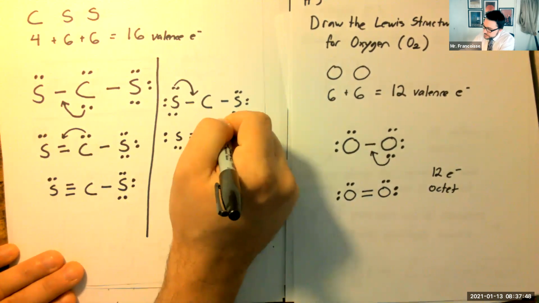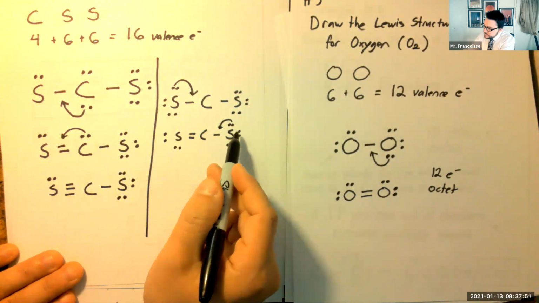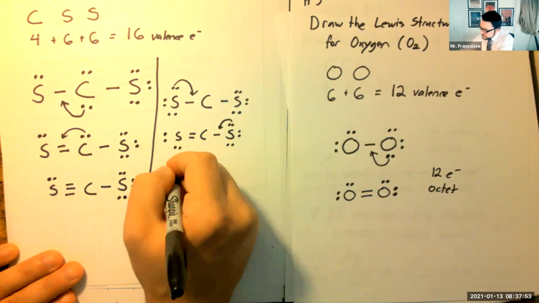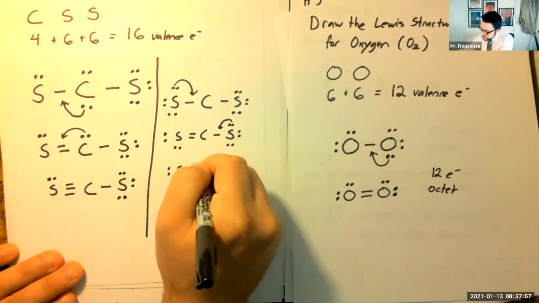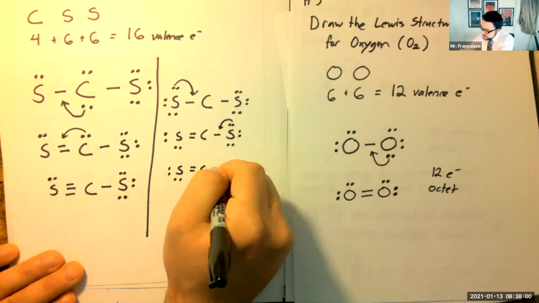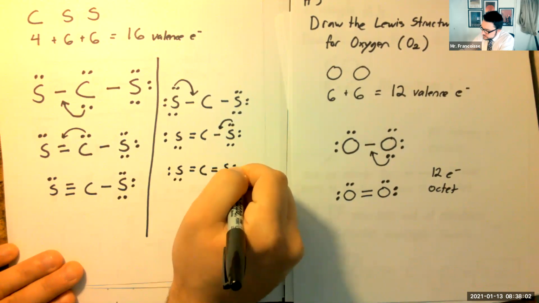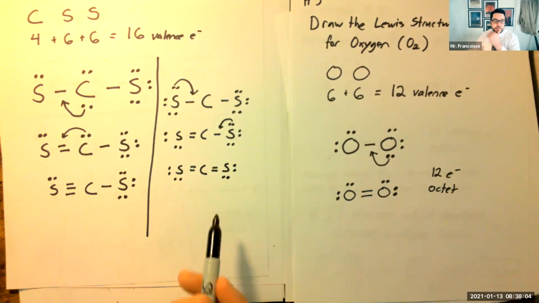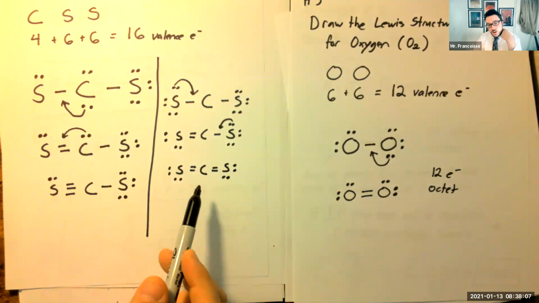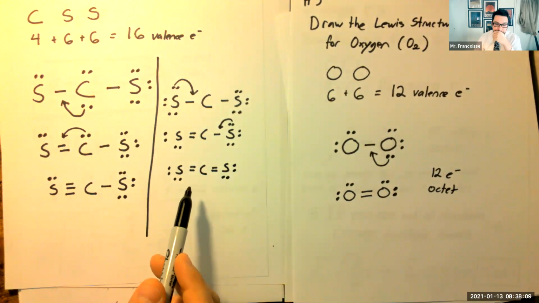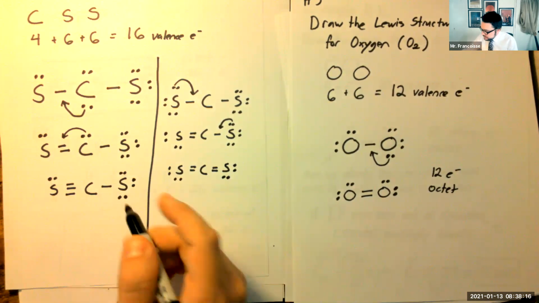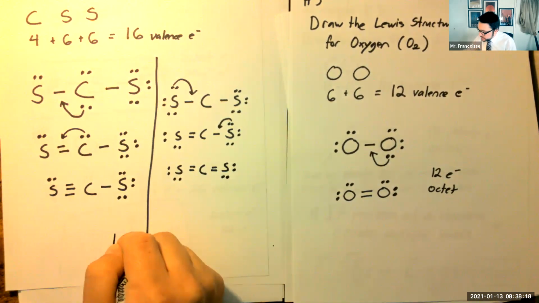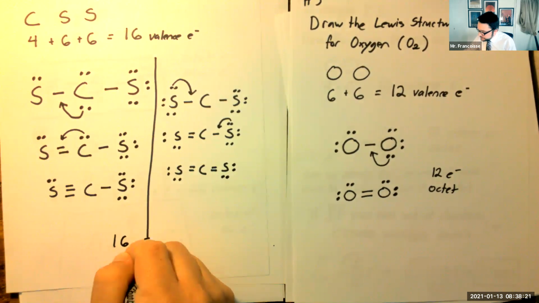We can do the same thing for the other side. We'll move the electrons here. So those come down. And we make a double bond as well. So either of these are fine because both of them fill the requirement of 16 electrons in an octet.